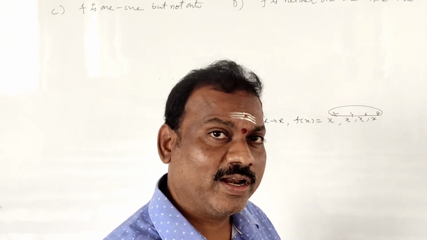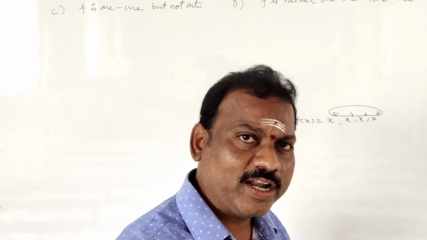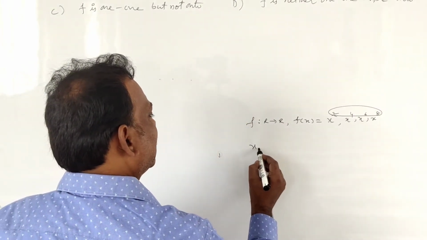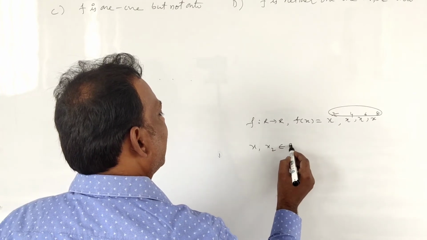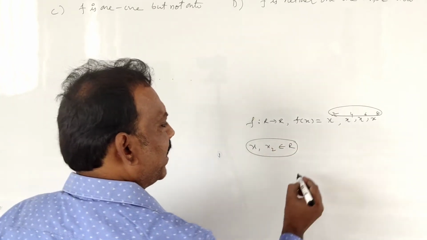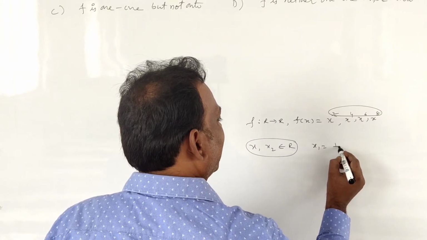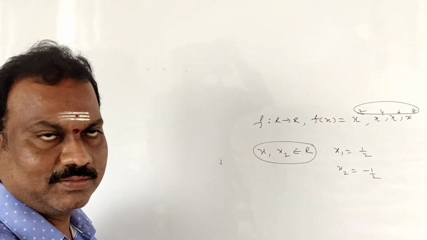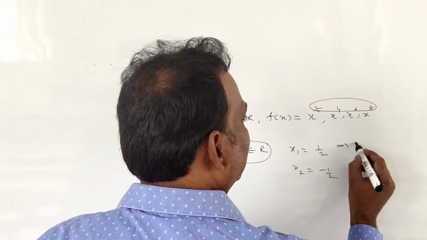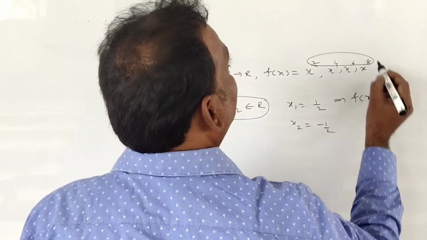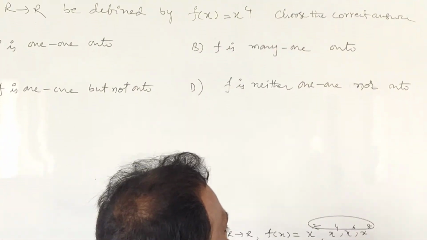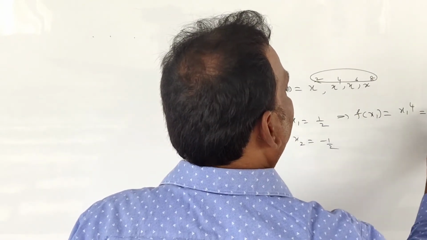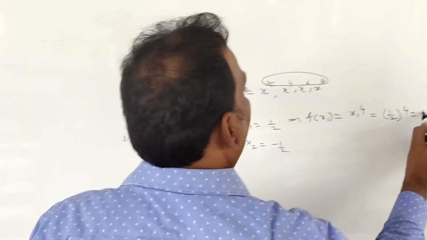Why is it not 1-1? Because if you give different inputs, you get the same output. For example, input means nothing but x1, x2. You can pick two elements in real numbers. I am taking x1 is equal to plus 1 by 2, x2 is equal to minus 1 by 2. They are different inputs. But when you substitute, f of x is x power 4, f of x1 is x1 power 4. x1 power 4, where x1 value is 1 by 2, 1 by 2 whole power 4 means 1 by 16.